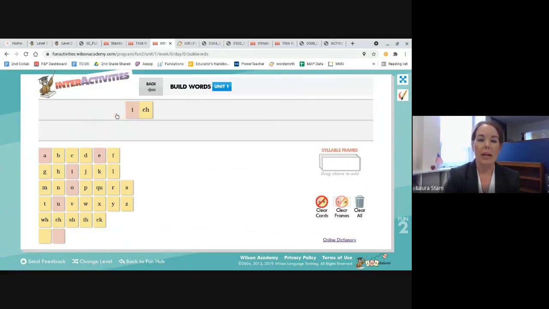Okay, let's do our next word. Our next word is shred. Sh, r, e, d. Shred. Okay, let's look at this word. What do we notice about this word that we can mark?